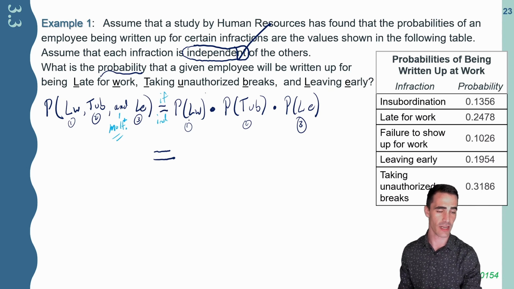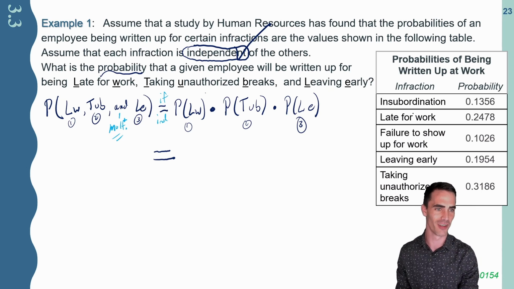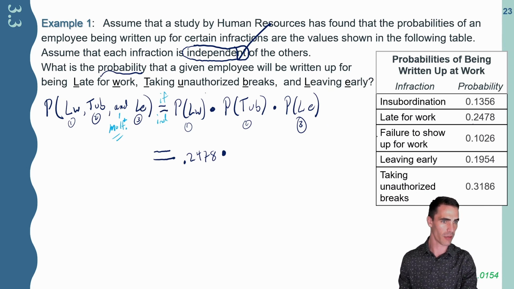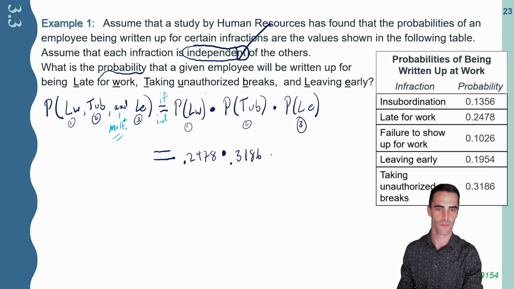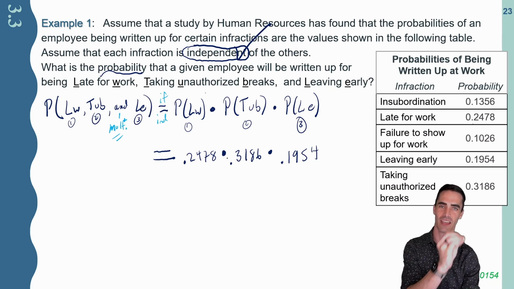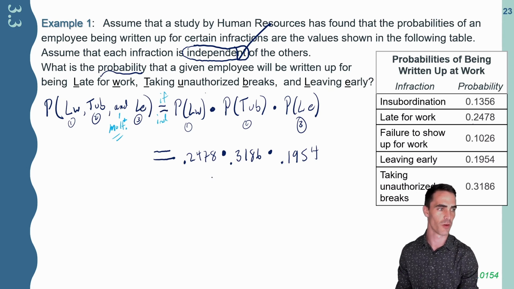And so now this is an exercise of simply reading our table. The first one, late for work, it looks like has a probability of 0.2478. Looks like pretty likely, a quarter of individuals. I'm going to then multiply that by taking unauthorized breaks. I can look up, barely covering that one, at 0.3186. Again, multiply by my last one, leaving early. It's going to be down here at 0.1954. And again, these are all being multiplied together. So type the first one times the second times the third, all my infractions multiplied together.